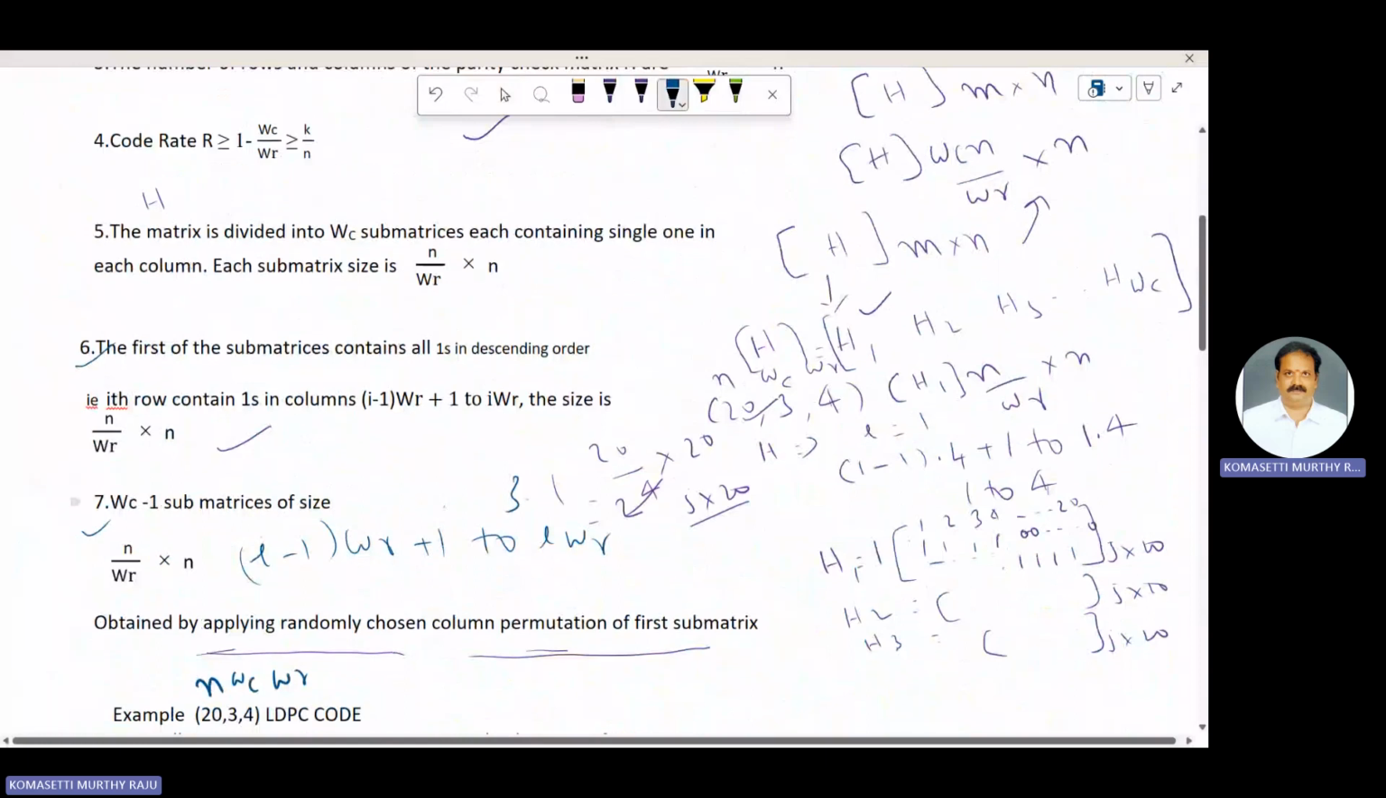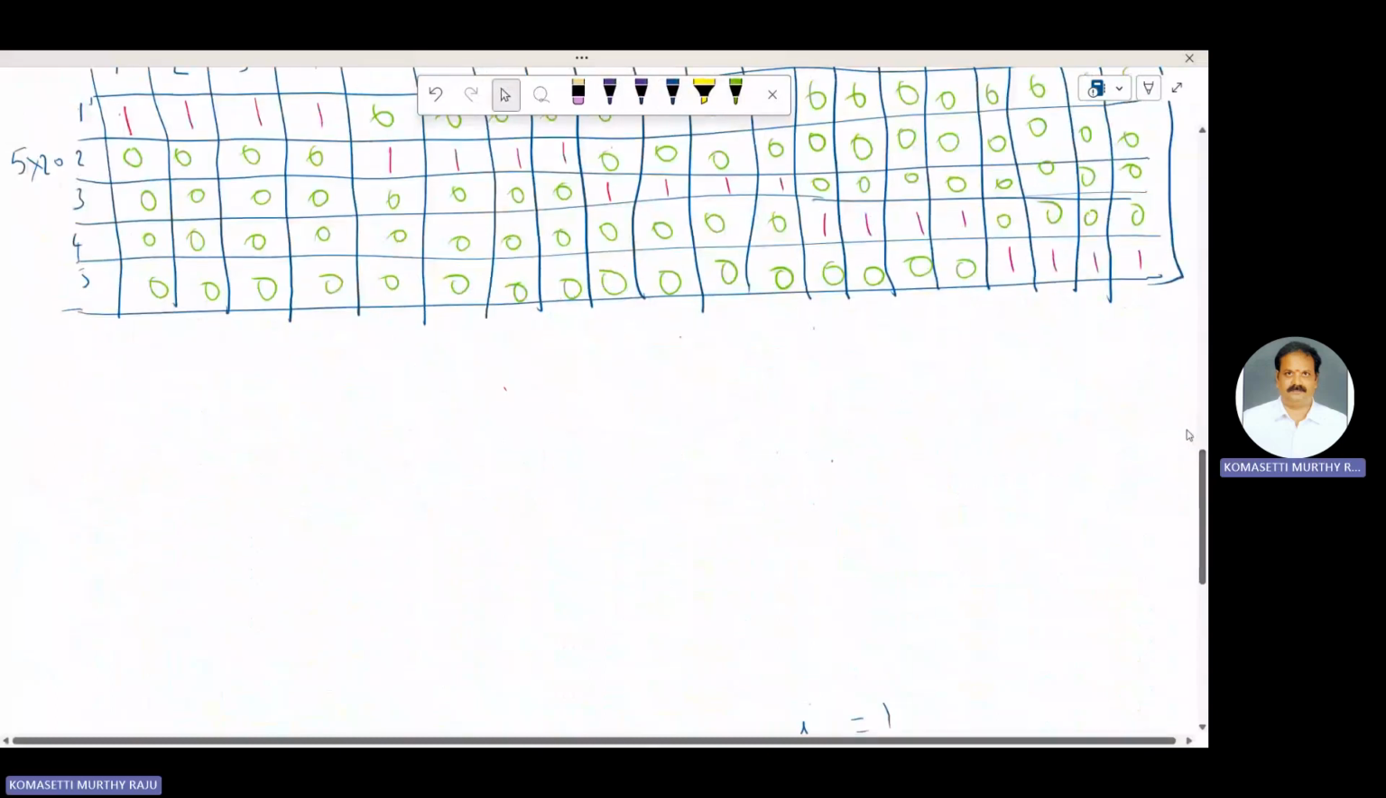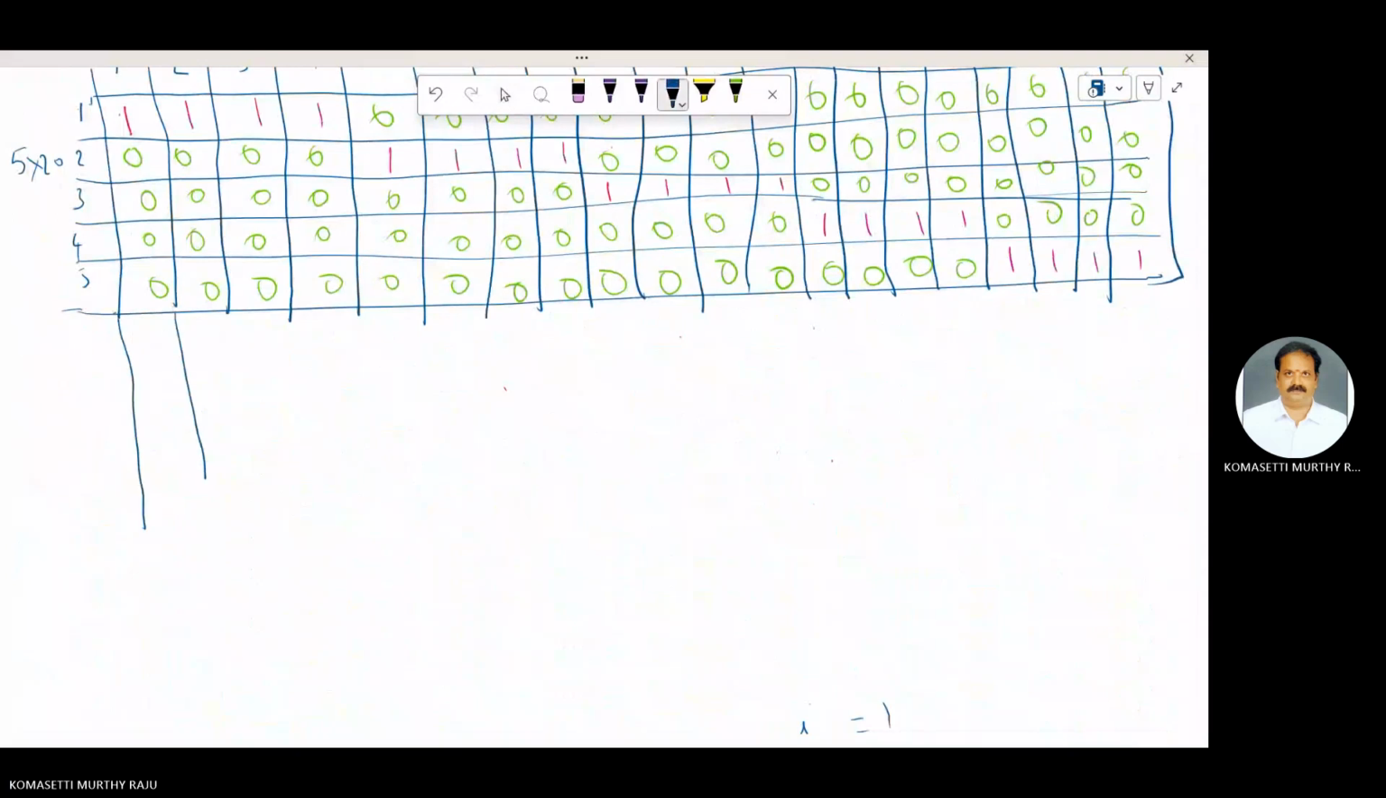Okay, next one. The matrix is divided into WC submatrices. Each contains a single one in each column. This is column one, single one. First column, single one, second column, single one, third column, single one, fourth column, single one, fifth, and up to 20 columns. Each and every column contains a single one. Next one.